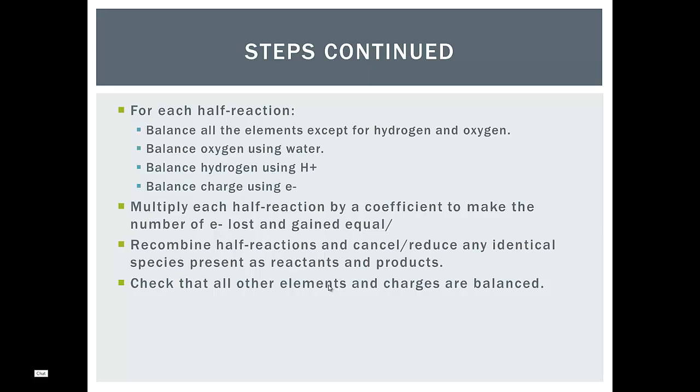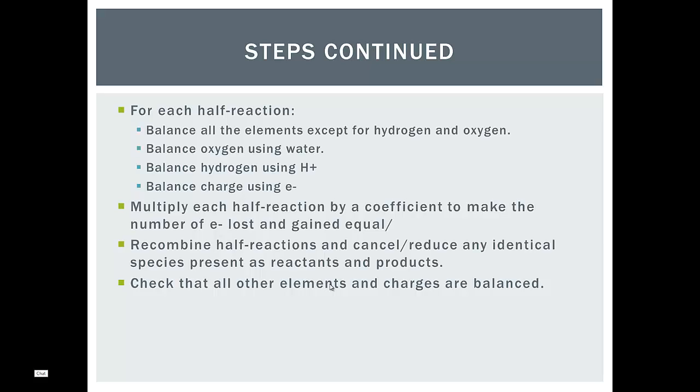For each half reaction, you balance all the elements except for hydrogen and oxygen. So make sure all of the things that are oxidized or reduced are balanced. Then you balance your oxygen using water, and you balance your hydrogen using H+. Since it's an acidic solution, you should have plenty of those floating around. And then you balance the charge using electrons.